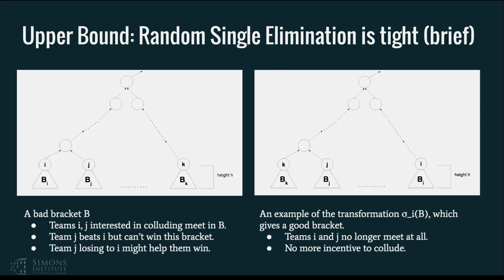And we show that there are twice as many good brackets as bad brackets. So in this case, we construct a good bracket by just getting this subtree of K that beats J and moving it to where the subtree for I is. And now I and J don't meet. And in fact, J gets eliminated before he could possibly meet Team I. So there is no more incentive for these two teams to collude or cheat or act untruthfully.